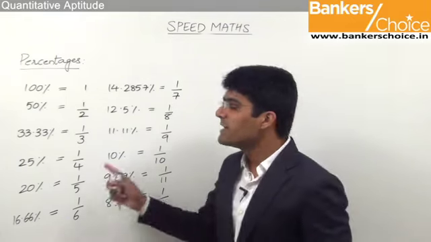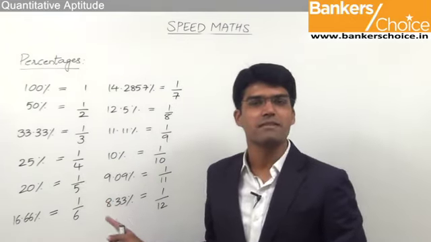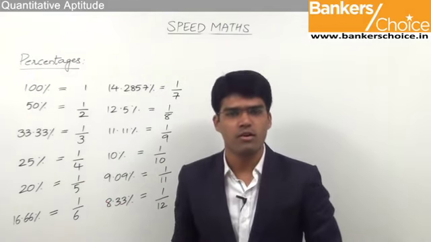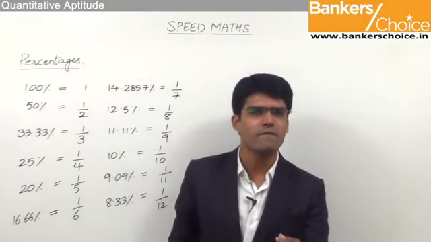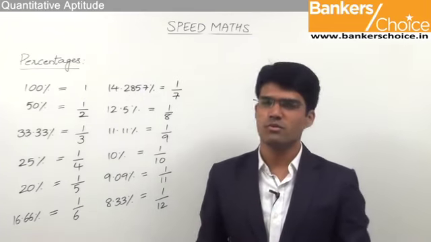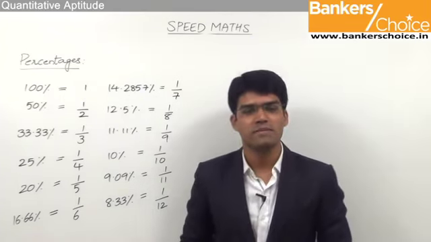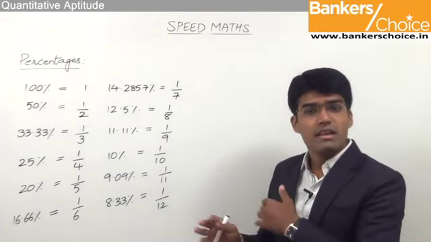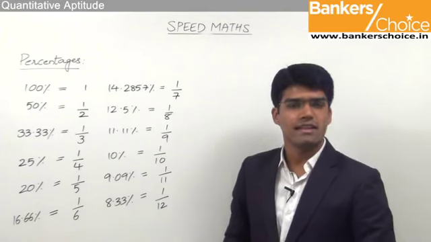Why? Because 75% is not 75%. It's 3 by 4. 3 by 4 into 6400. 64 by 4 is 16. 16 into 3 is 48. 48 followed by 2 zeros gives us 4800. So that's how you can use these percentages and their fractions in finding out various percentage based calculations.